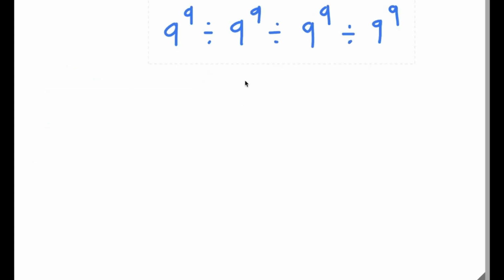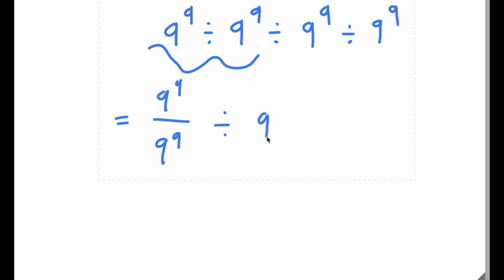Alright, so in this problem, I have 9 to the power of 9 divided by 9 to the power of 9 divided by 9 to the power of 9 divided by 9 to the power of 9. So what I'm first going to do is simplify this in parts. Let's first simplify 9 to the power of 9 divided by 9 to the power of 9. Well, that's simply 9 to the power of 9 over 9 to the power of 9. So I have this divided by 9 to the power of 9 divided by 9 to the power of 9.